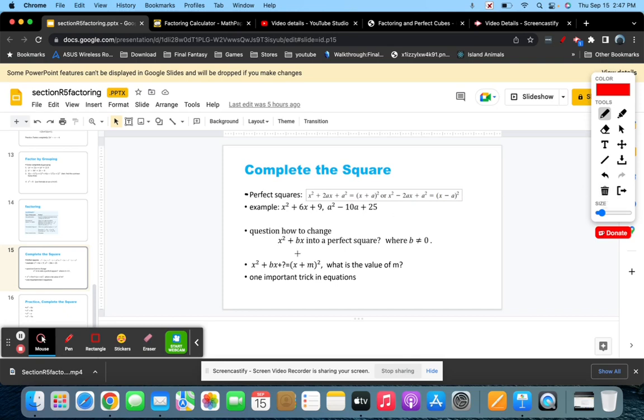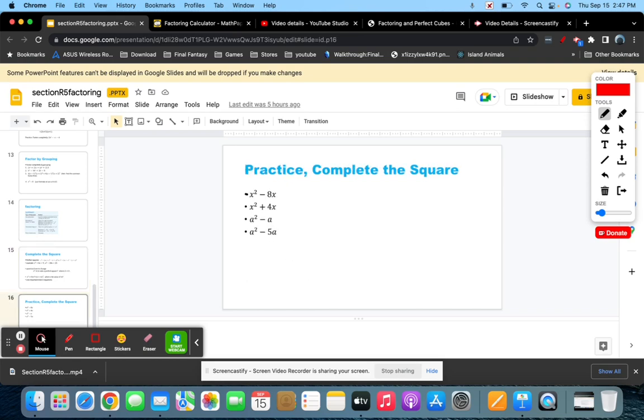Half of the b, the second coefficient. Whatever's in front of your x squared is your first coefficient. Whatever is in front of your x is your second coefficient. You're going to need to take half of that one, square it, and add it to both sides of the equation to keep it equal. All right, this is going to be easier to do than to actually explain.